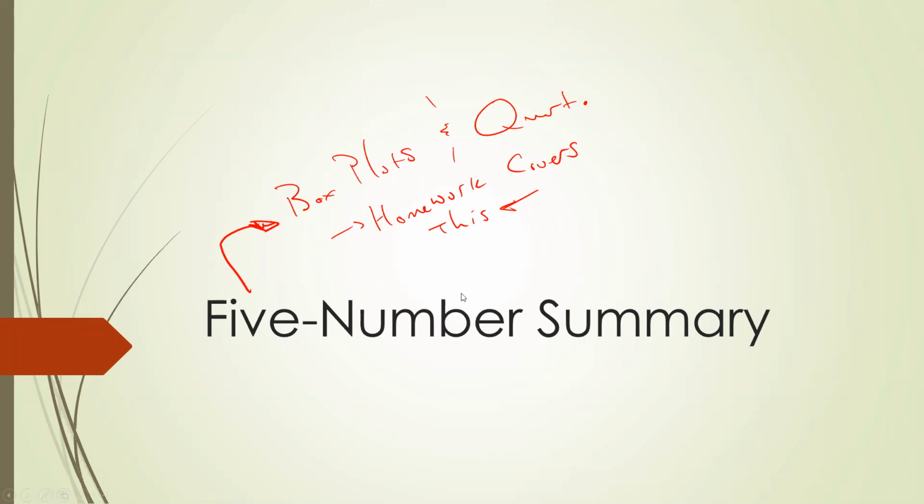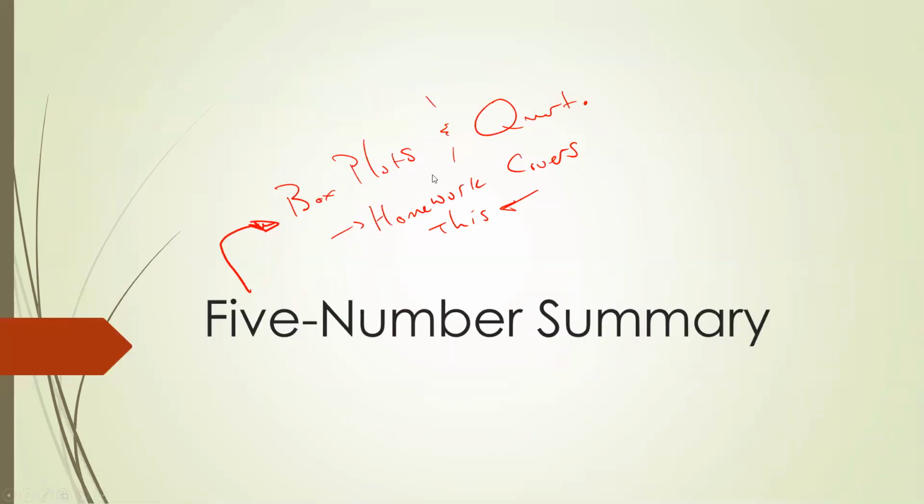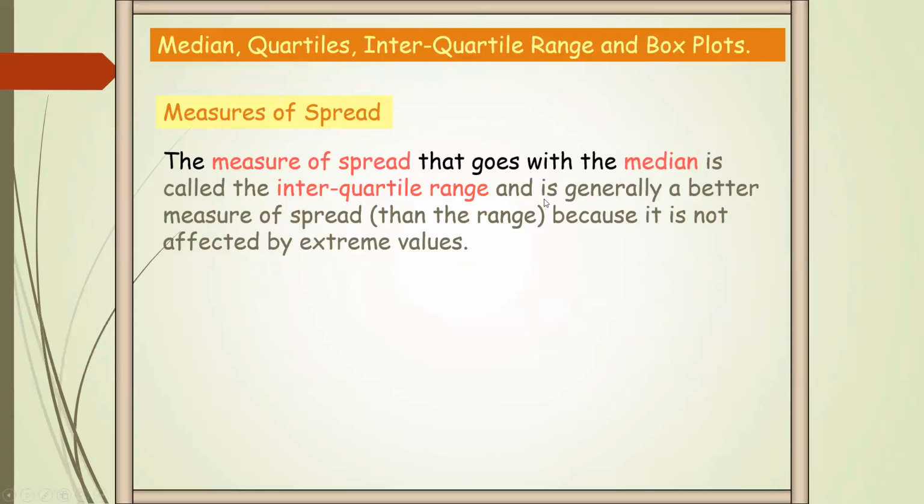All right, so what I'm going to do here first is show you how to do all this by hand with very small data sets, and then we're going to do an example where we use your calculator to show this, okay? This concept of box plots and quartiles, I'm going to relate to a new measure of spread, or a new measure of dispersion.